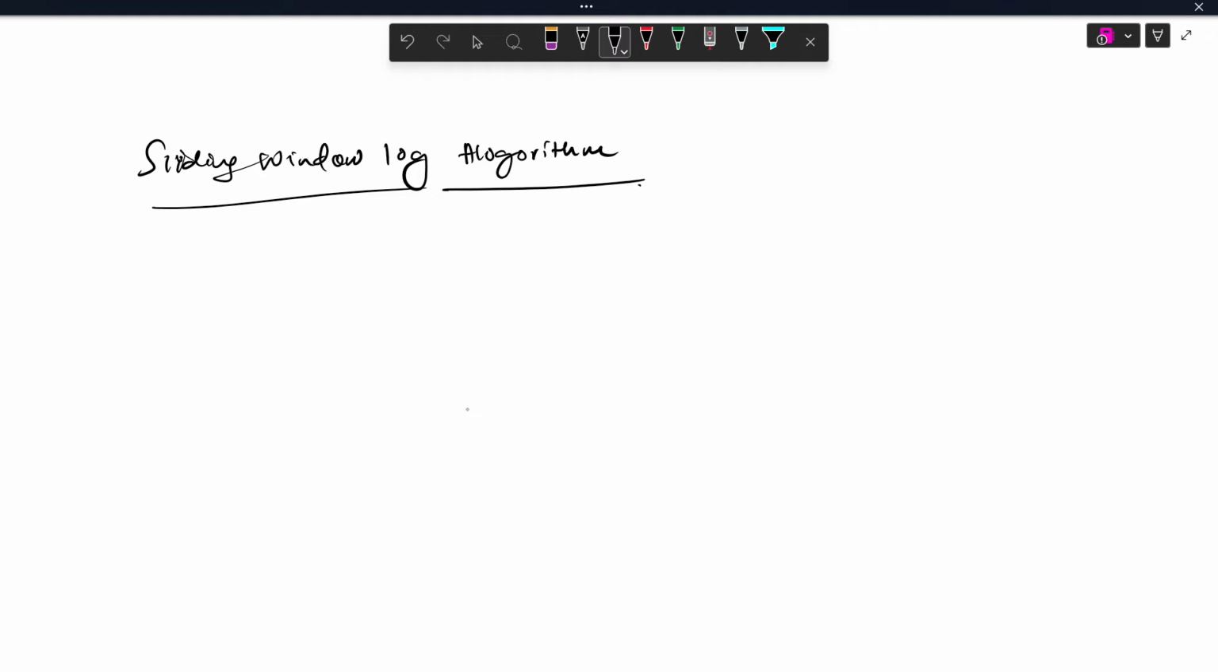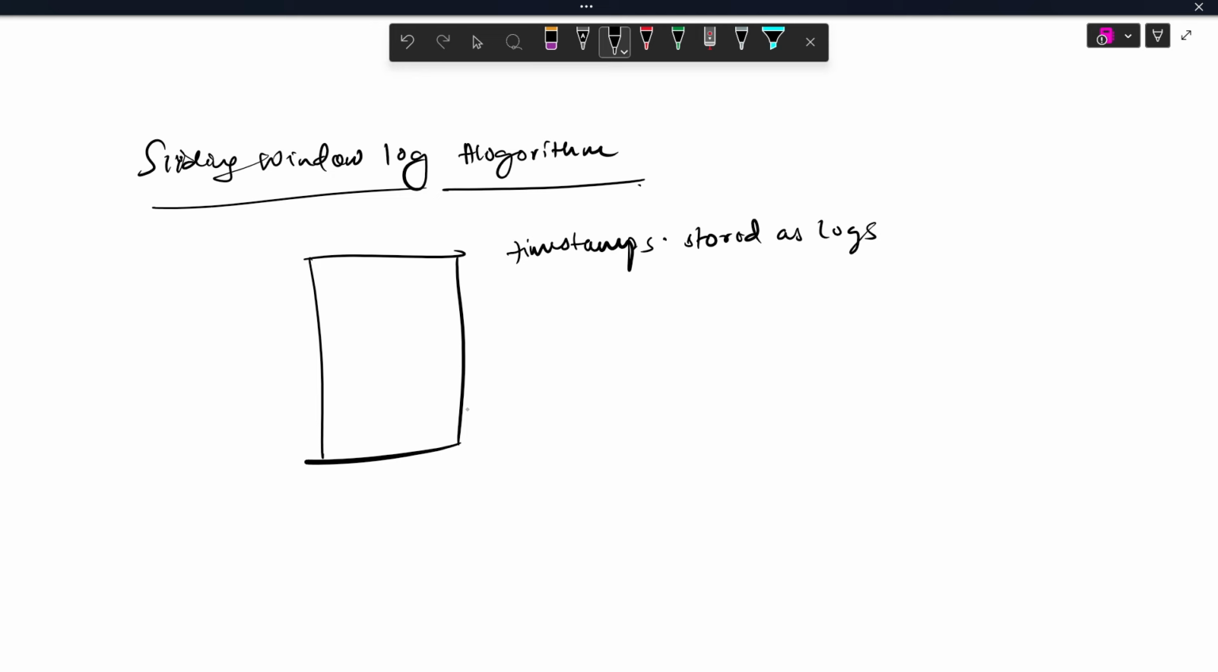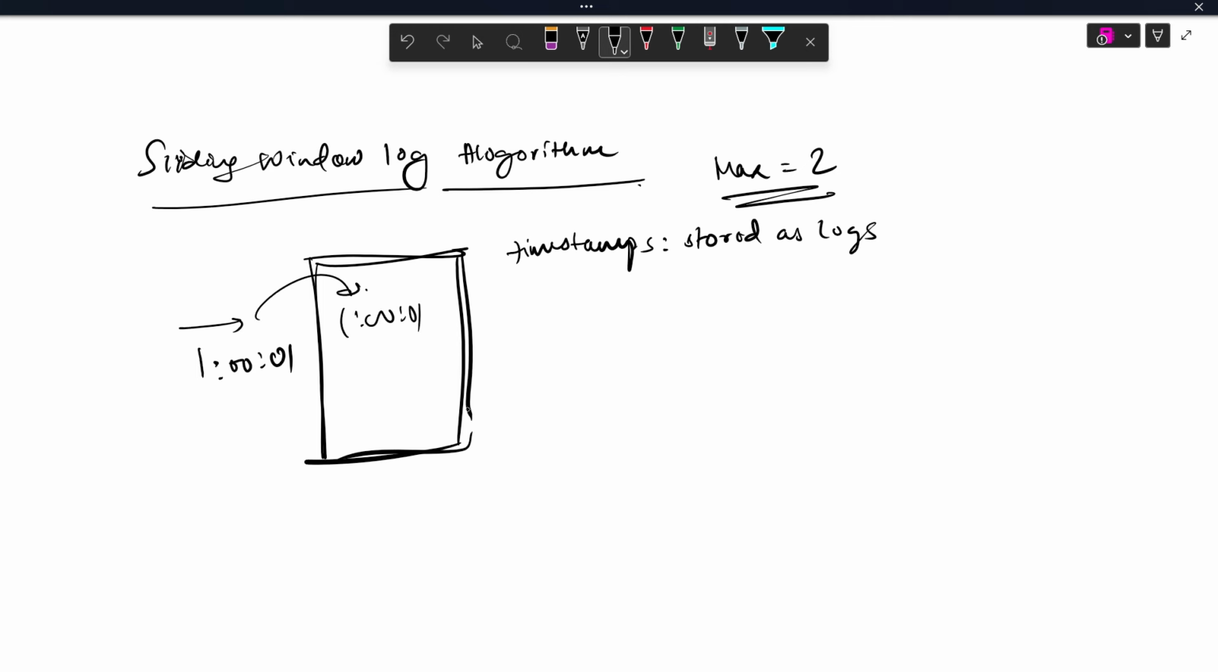Yeah. So what we do in this, right? We have a window, and a window keeps track of timestamps, and these timestamps are stored as logs. So let's just say we have a window which is completely empty right now. The first request came at 1:00:01. Since the maximum allowed window size here is assumed to be 2, and the log size is currently 0, we inserted it. Now the log size is 1.